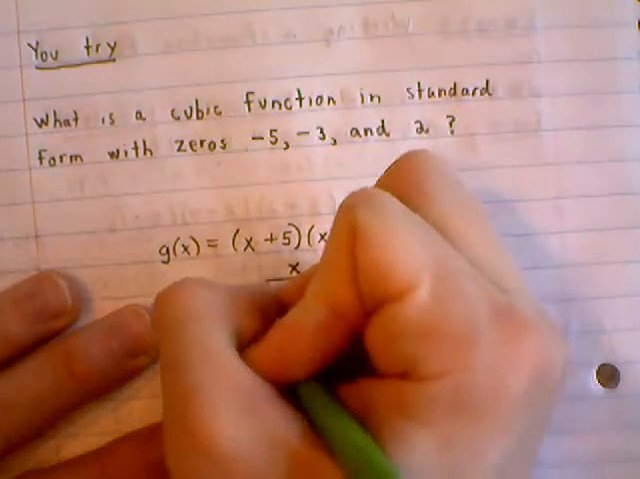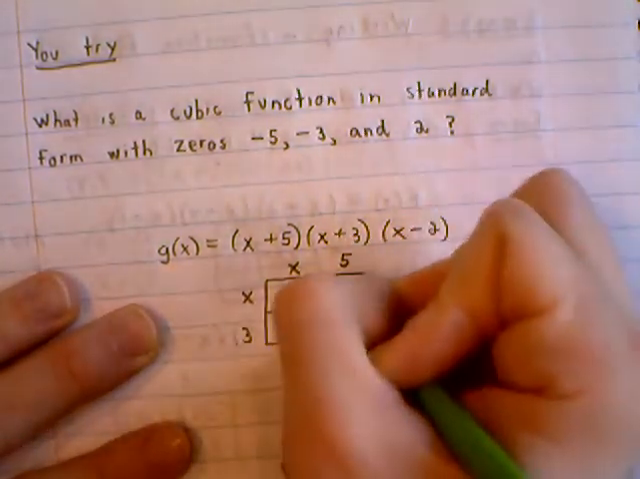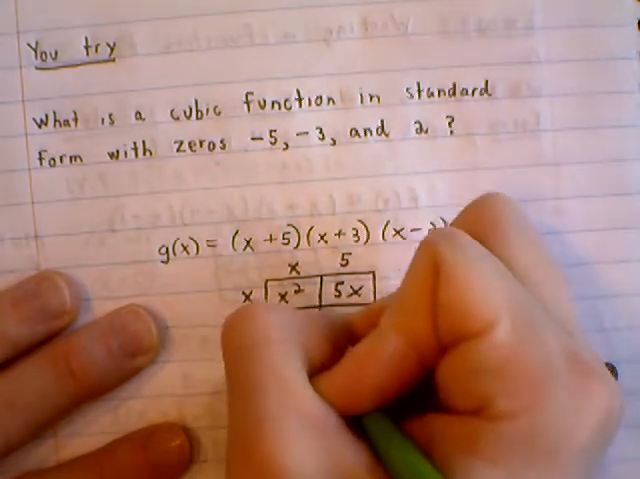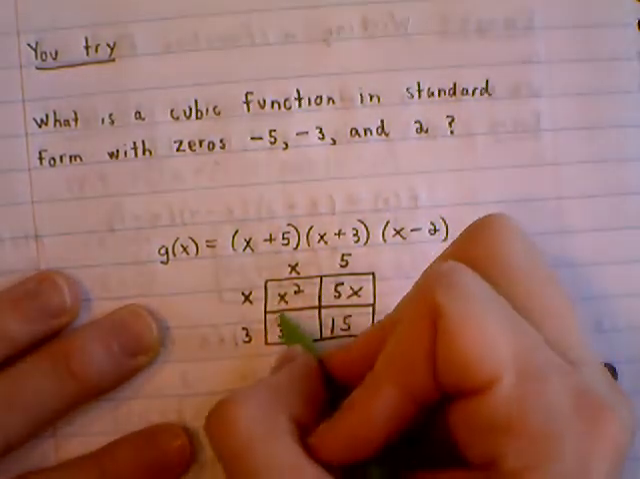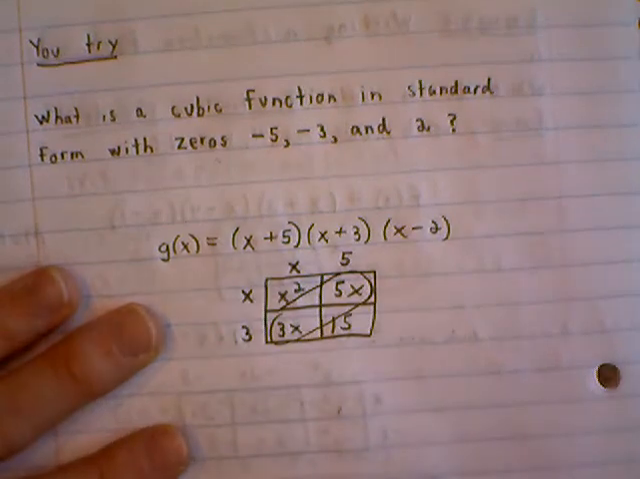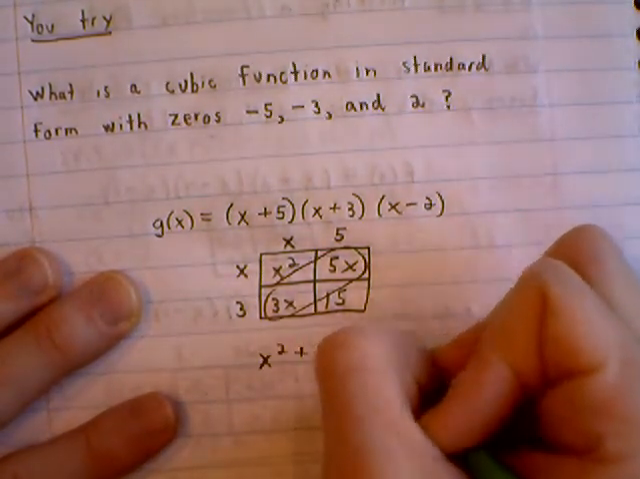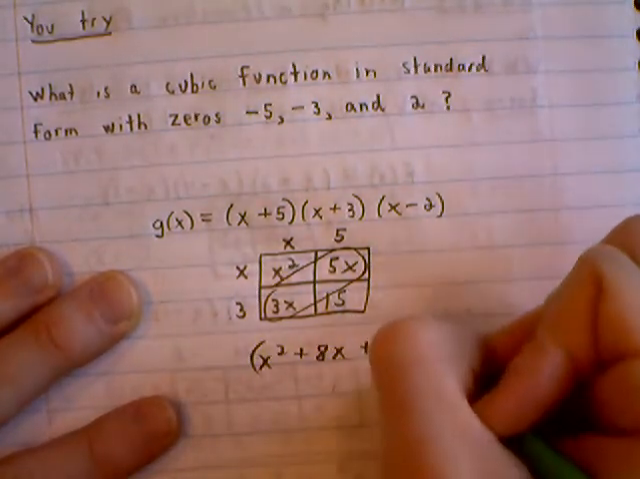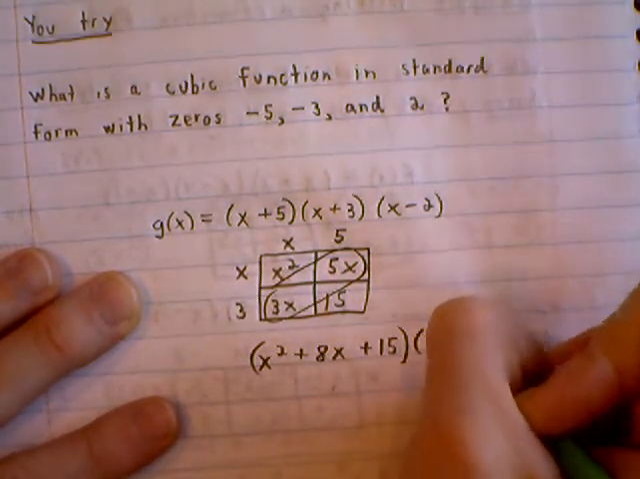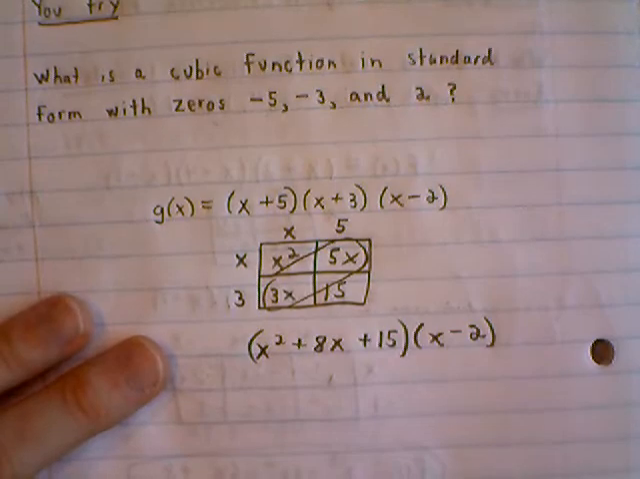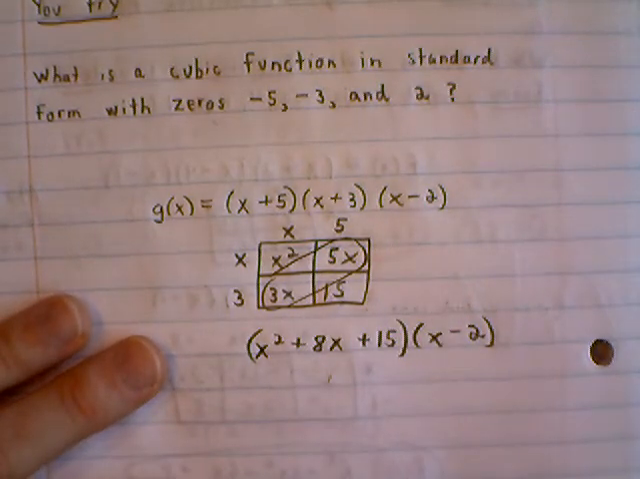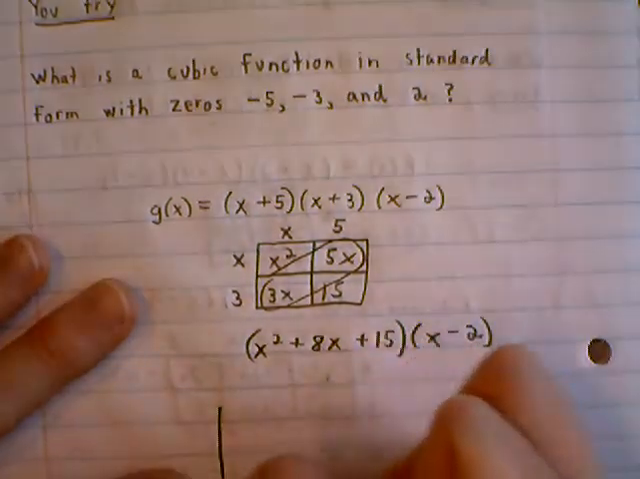X plus 5 and x plus 3 gives us x squared, 5x, 3x, and 15. Add your like terms diagonally. We got x squared plus 8x plus 15. I got an x minus 2. All right, you got to carry down the x minus 2. All right, now we'll do a 3 by 2 box.